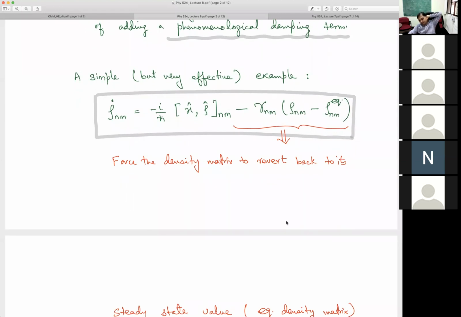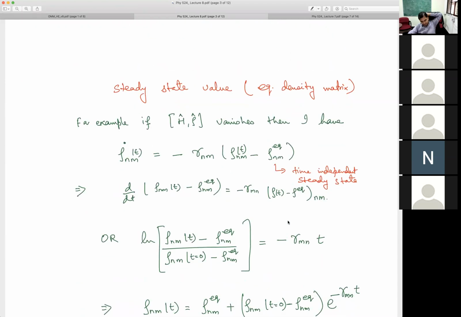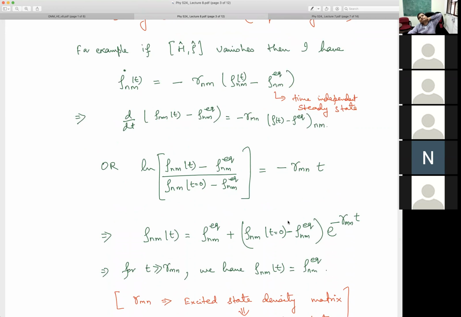Hello, sir. For t very much greater than gamma mn inverse, rho nm at t goes to rho nm equilibrium. So does that signify the fact that if a system is left for large enough time, it will always go to the equilibrium? Yes, as long as there are no interactions to pump it to an excited state. In fact, that is the premise of adding this term, actually: that a system left to itself should be in its equilibrium, steady state value.